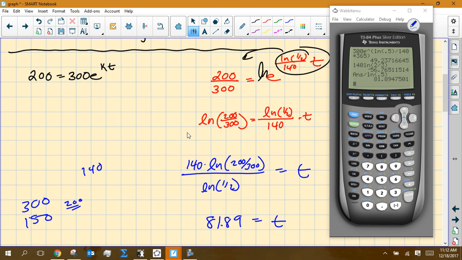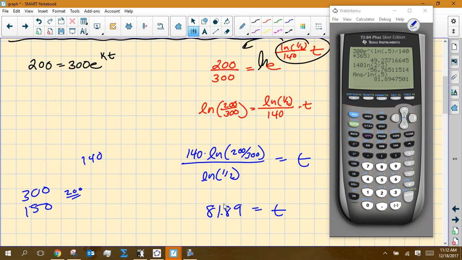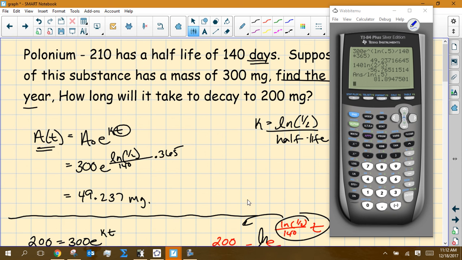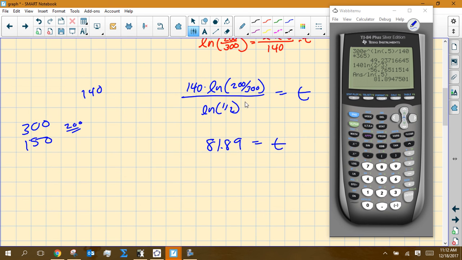What I'm doing that for is just to realize that, if I get 200 back, I know I've done something wrong because my half-life is 140 days, and if I go through 200 days, then I should have less than 150 milligrams, and 200 is obviously not less than that. So just be thoughtful, I guess, of your answers and how they relate back to the way the physics and the chemistry should work.